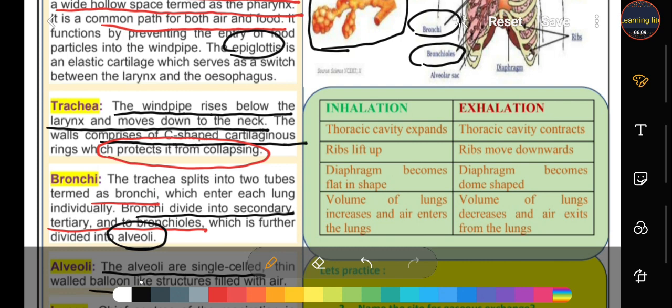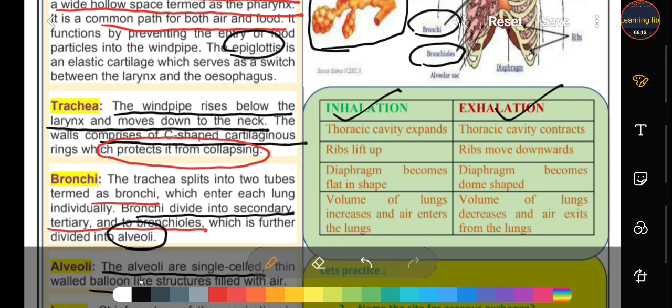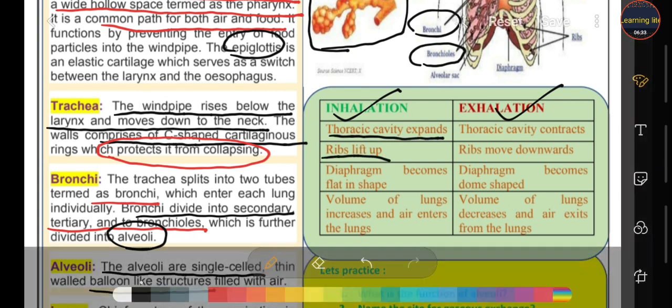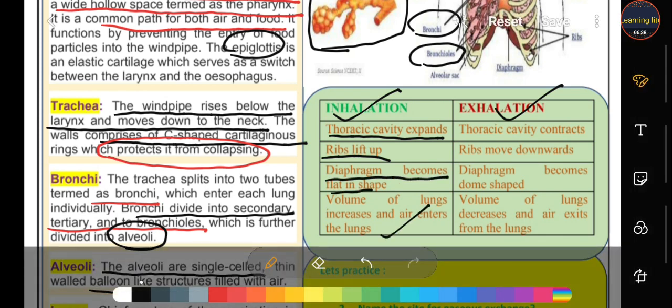There is a difference table given to you, showing what is inhalation and exhalation. Inhalation means intake. Students, whenever we take oxygen into our body, that is known as inhalation, and when we take out the carbon dioxide, that is called exhalation. Whenever we inhale oxygen, our thoracic cavity expands, our ribs lift up, our diaphragm becomes flat, and the volume of the lungs increases. Why? Because air enters the lungs, so it increases our lung volume.